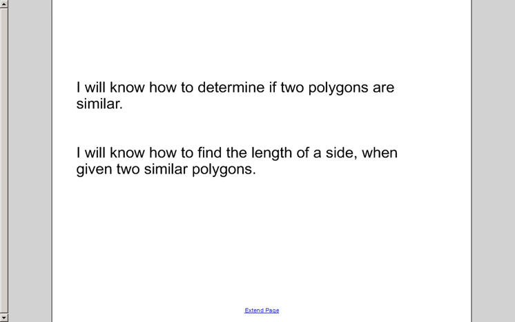Today, our learning goals: I will know how to determine if two polygons are similar, and I will know how to find the length of a side when given two similar polygons. So let's dive right in.